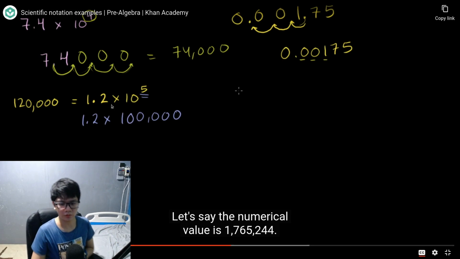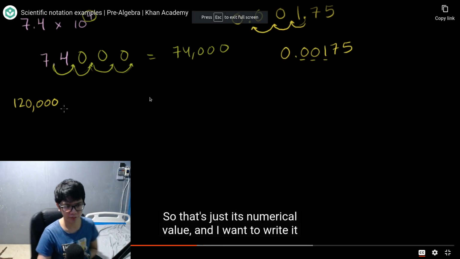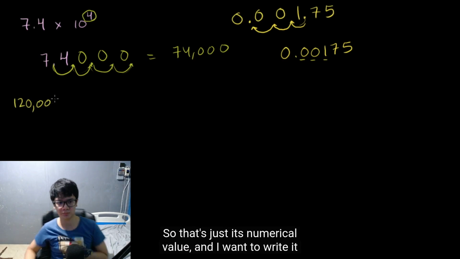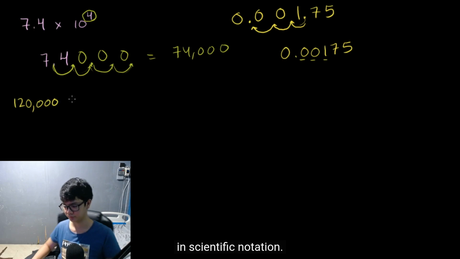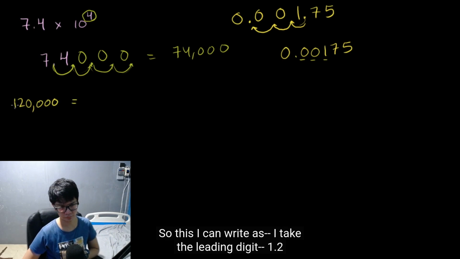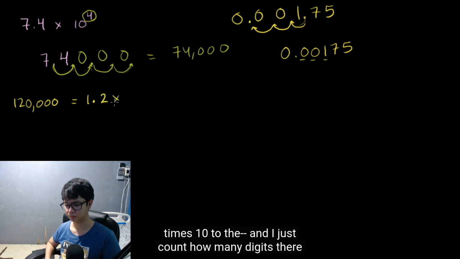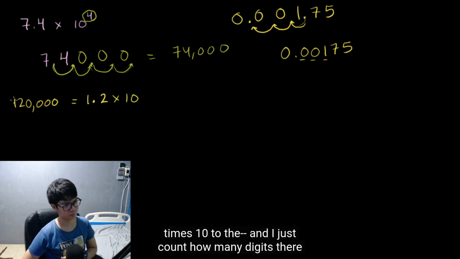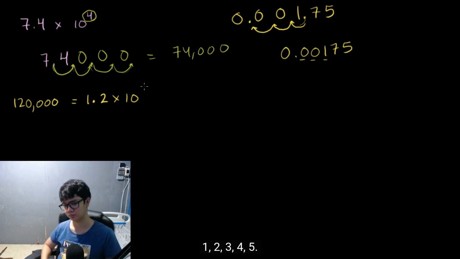Let's say the numerical value is 120,000. So that's just this numerical value, and I want to write it in scientific notation. I take the leading digit, 1.2, times 10 to the, and I just count how many digits there are behind the leading digit: 1, 2, 3, 4, 5. So 1.2 times 10 to the 5th.